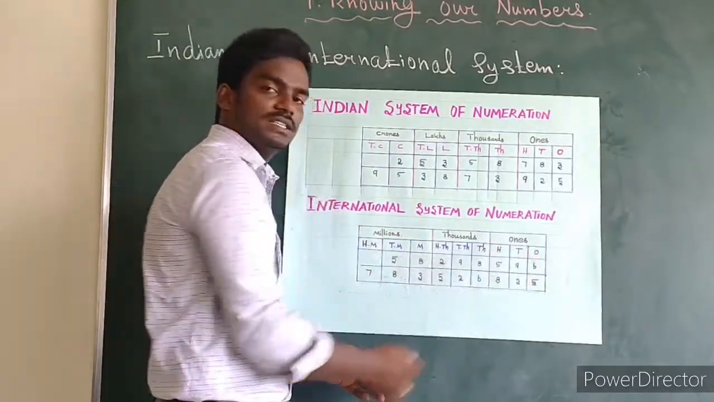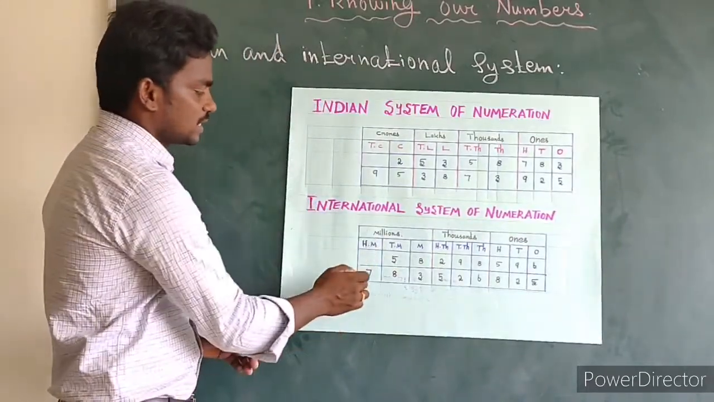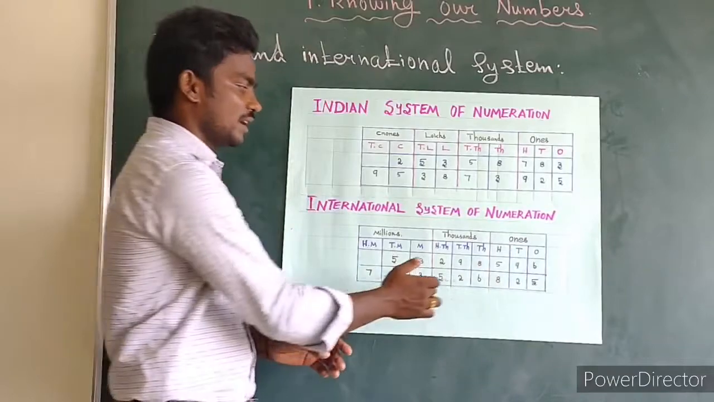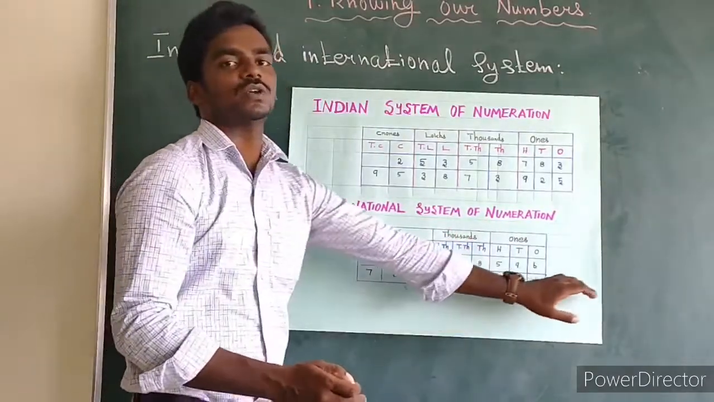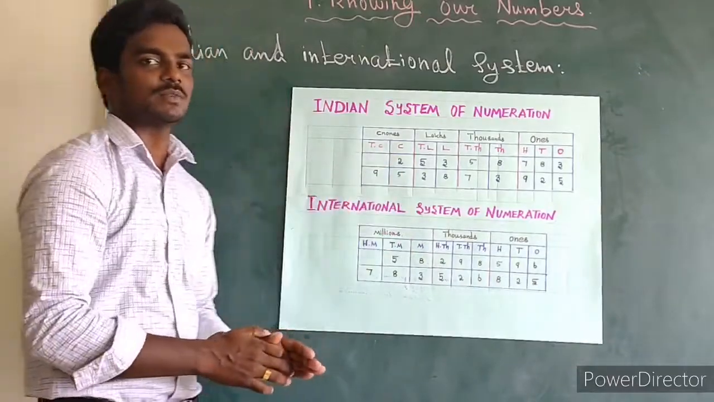58,298,596. So next one, 7 is the 100 million place, right? 783,526,825. So this is the difference between the Indian system of numeration and the international system of numeration.